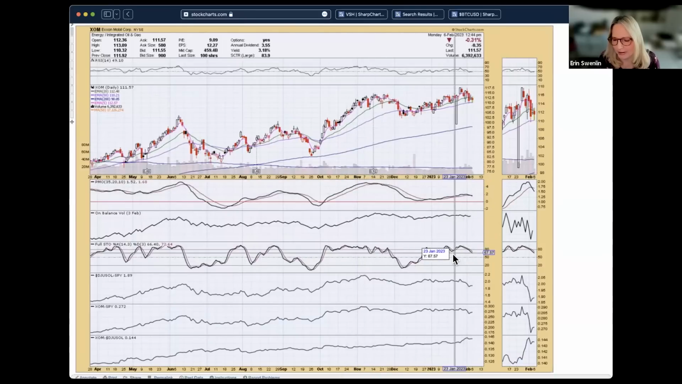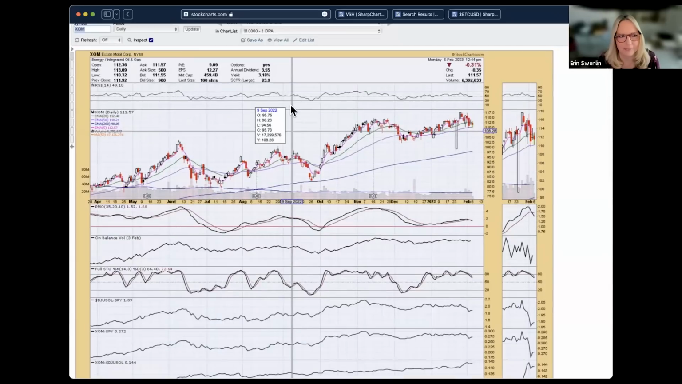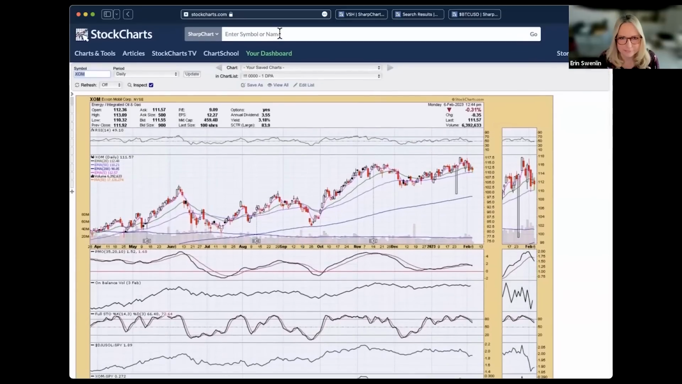Stochastics dropping below 80. Relative strength, it looks like, is starting to flatten out here against the group, and the group's already doing poorly. So not a fan here of ExxonMobil. Certainly not a buyer. It could be a short candidate, honestly.